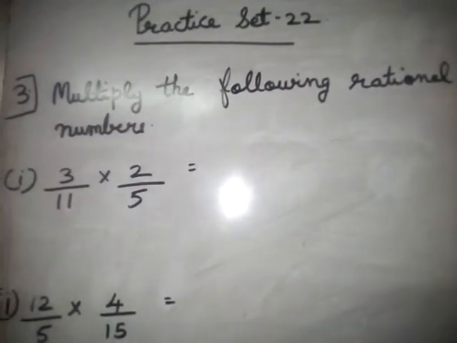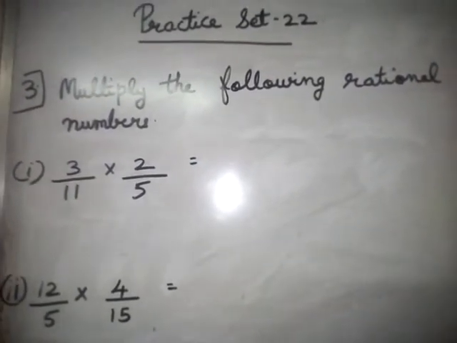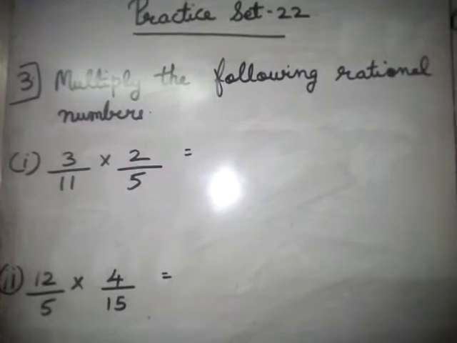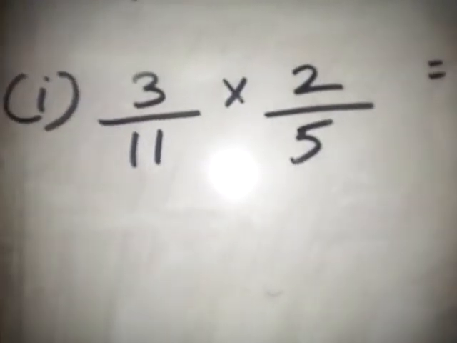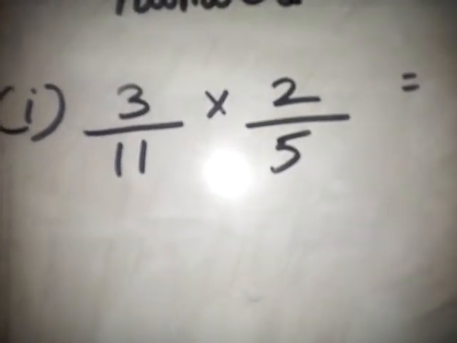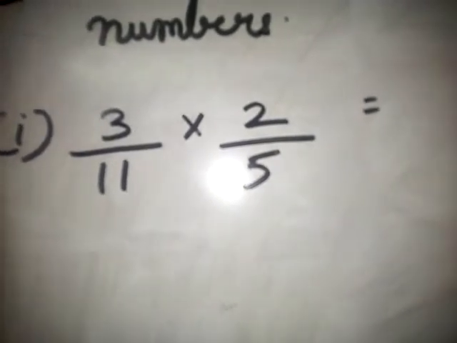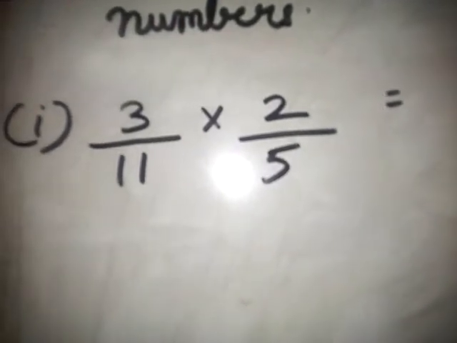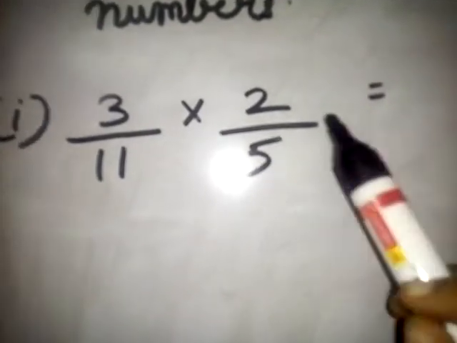Now we will begin practice set 22, question number 3. Multiply the following rational numbers. First one, 3 upon 11 multiplied by 2 upon 5. Multiplying rational numbers you have already studied in class 6. Now again you are going to study.